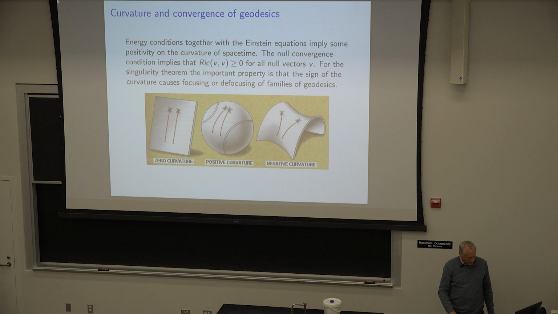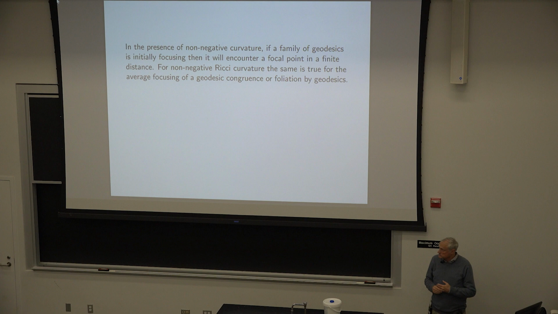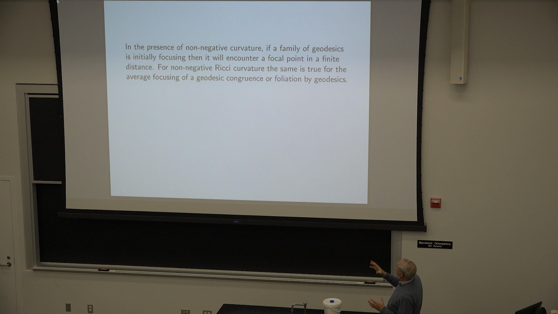Okay, so in particular, in the presence of non-negative curvature, if a family of geodesics is initially focusing, then it will encounter a focal point in a finite distance, because the non-negative curvature tells you that if it's focusing, then the rate of focusing increases in time, and so you encounter a focal point in finite distance. Well, for non-negative Ricci, so as I said, Ricci is not the full curvature tensor, but the same is true if you consider a geodesic congruence, which means a foliation by geodesics.